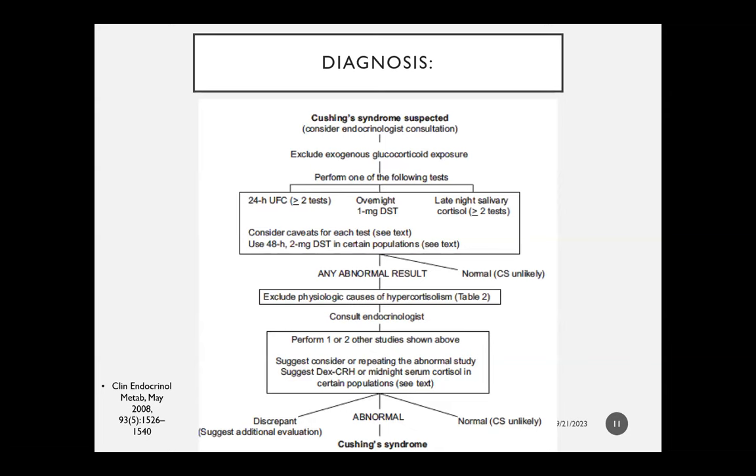Now, if the results are abnormal, we have to exclude any physiological causes of hypercortisolism that could interfere with the testing. For example, infection, sepsis, pregnancy, even severe obesity. Sometimes it's very difficult to differentiate. So we perform some dynamic tests in addition, if we want to shed more light on our differential. We use CRH or desmopressin after dexamethasone suppression to differentiate the etiology. And if the tests are abnormal and other causes have been ruled out, then Cushing syndrome is suspected.